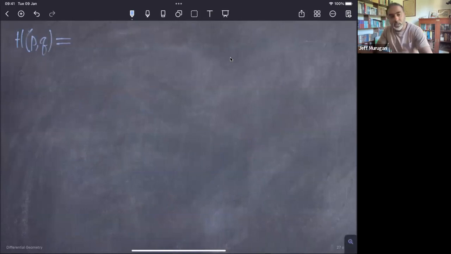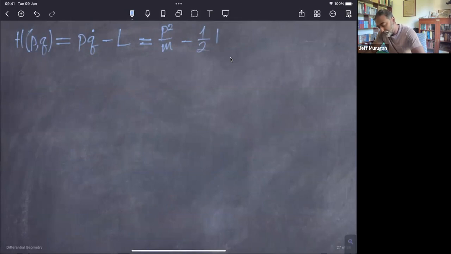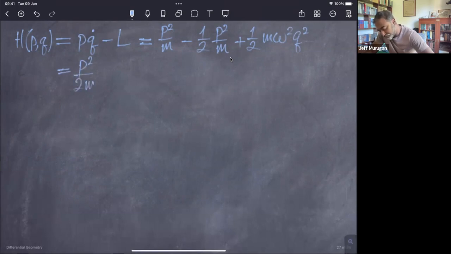the Hamiltonian is, remember, p q dot minus L. I don't have any sum in this because there's only one variable, q. p q dot, q dot was p over m, so this is just p squared over m minus a half p squared over m plus a half m omega squared q squared, which is just p squared over 2m plus a half m omega squared q squared.